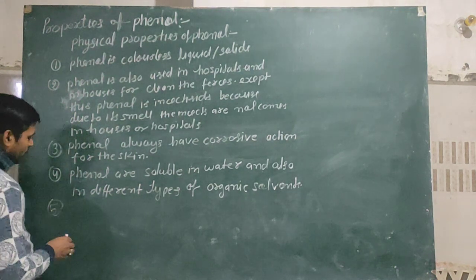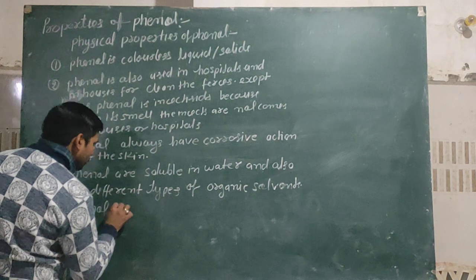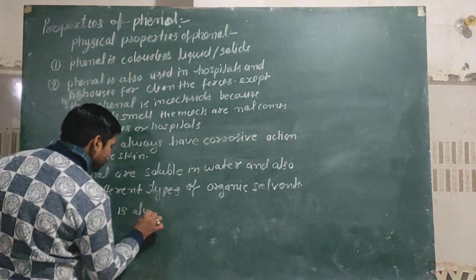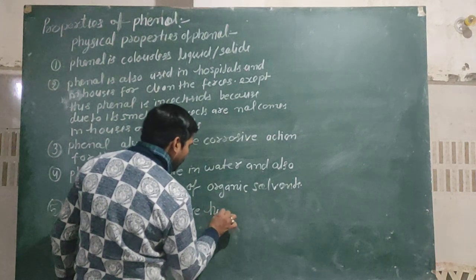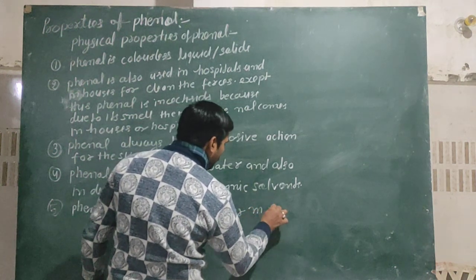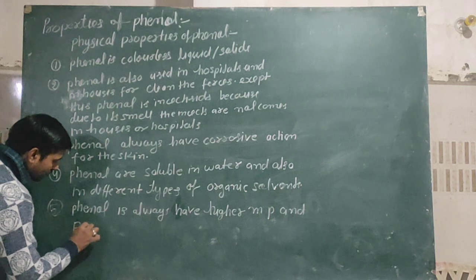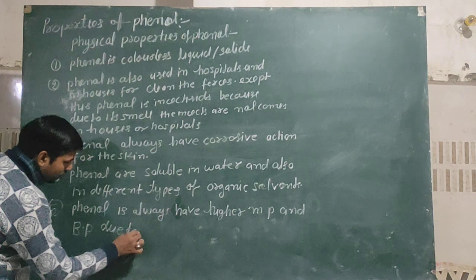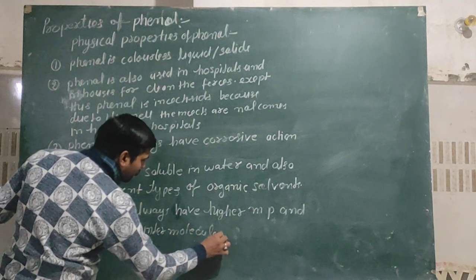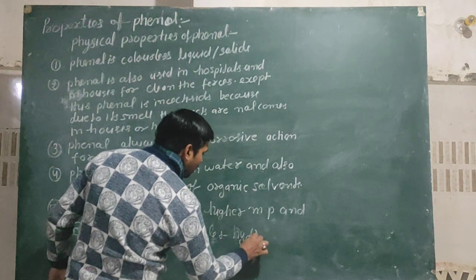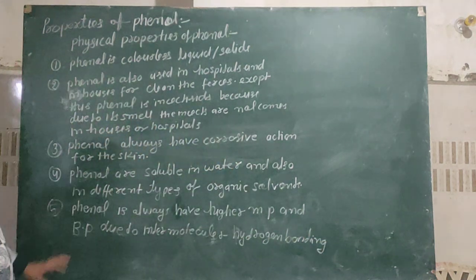Fifth point is that phenol always has a higher melting point and boiling point due to intermolecular hydrogen bonding. Okay, these are the special properties of phenol.